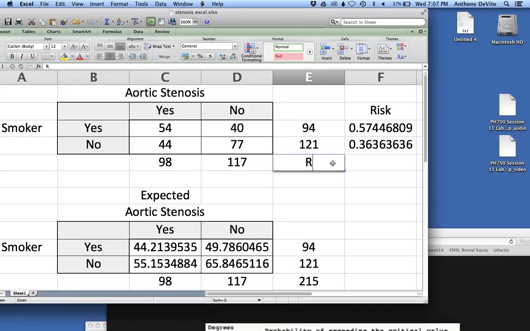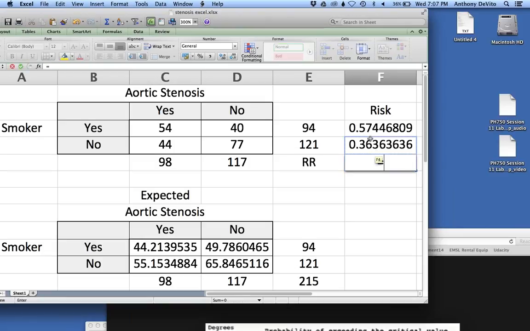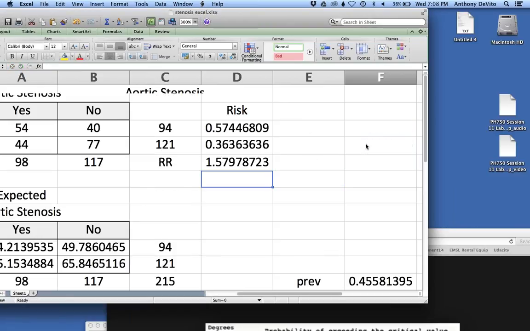Well, I'm going to create a new statistic called relative risk. Another way of saying that is risk ratio. Anytime you say ratio, it usually means you're dividing one number by another. So the risk ratio is going to be a comparison of the risk for smokers versus the risk for non-smokers. And it could just as easily be the risk for people exposed to asbestos versus the risk for non-exposed. So the risk ratio is equal to the risk for smokers divided by the risk for non-smokers. And not surprisingly, it's just the ratio of those two numbers. So you're 1.58 times as likely to have aortic stenosis if you're a smoker versus if you're not a smoker.